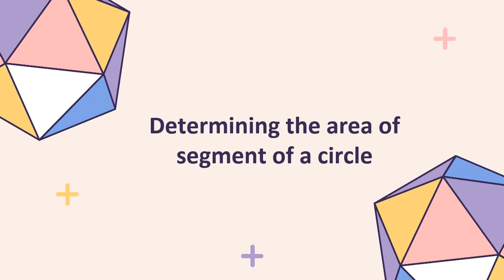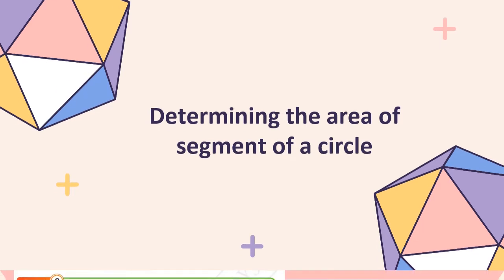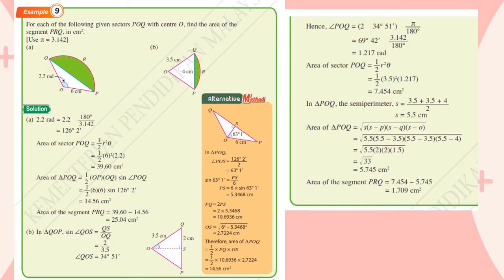The second part is determining the area of a segment of a circle. Let us move to example 9. For each of the following given sectors POQ with center O, find the area of the segment PRQ in centimeters squared. So in this question, you need to find the area of the green region, the segment.